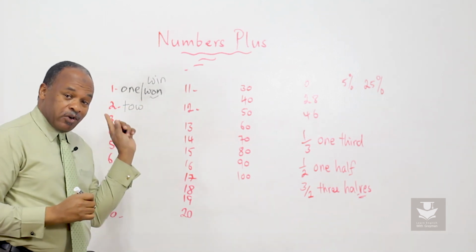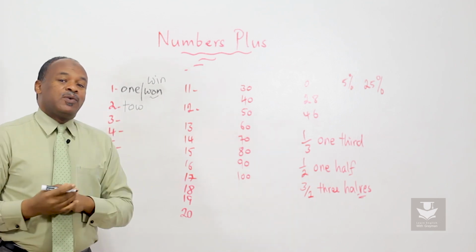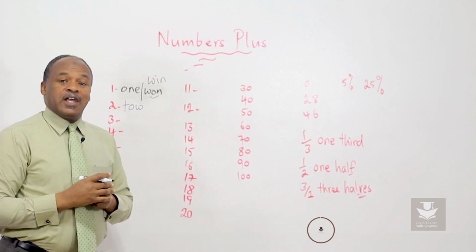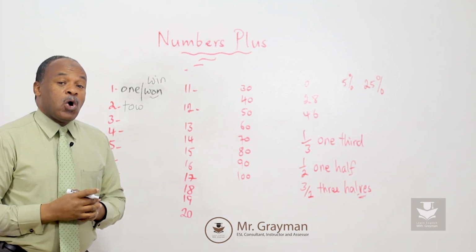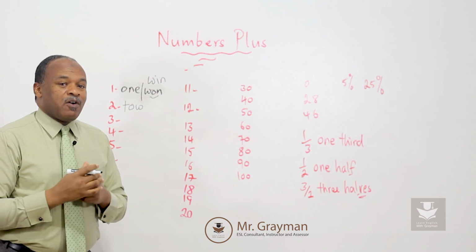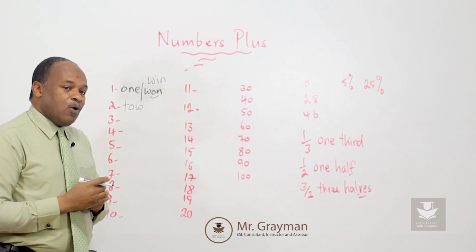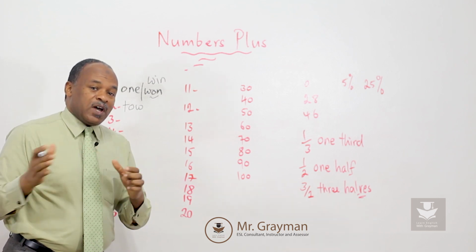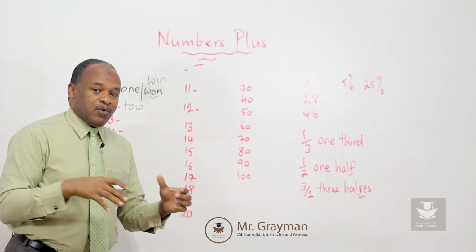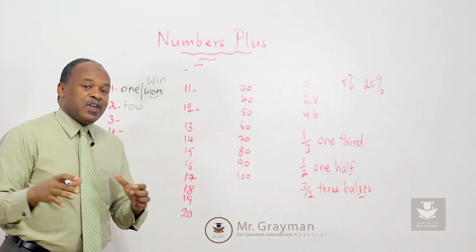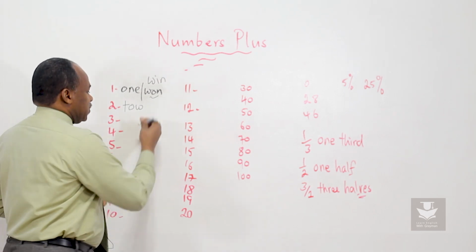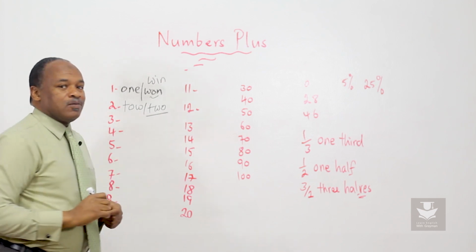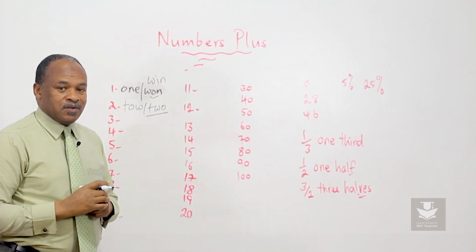T-O-W. Is that correct? Maybe some of you have written down T-O-W. That is not two. That is tow. What is the meaning of tow? Like we have a tow truck, a truck that tows other cars, pulling them or dragging them. To tow something is to drag it. But two is written T-W-O. So pay attention to this.